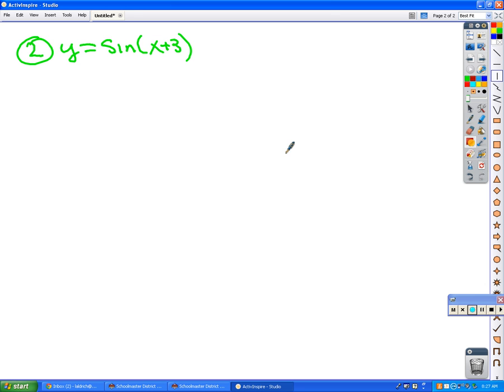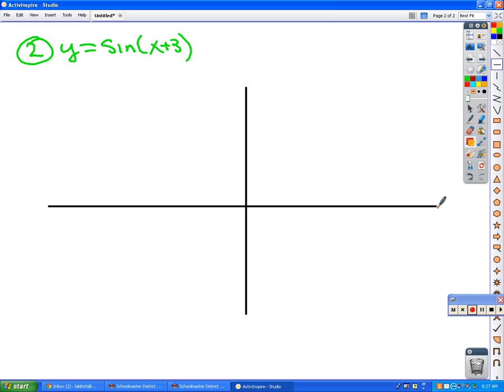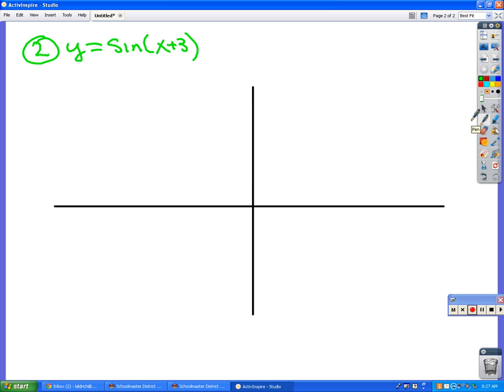Okay, so then the next one where it says sine of x plus 3, since the plus 3 is inside the parentheses, what does that do to the graph? Moves it down. Nope, moves it to the left. Inside the parentheses is left and right. So if you take the original graph of the sine function, which looks something like that, then the same deal, just shift it 3 to the left. So it'll look a lot like that. Okay?